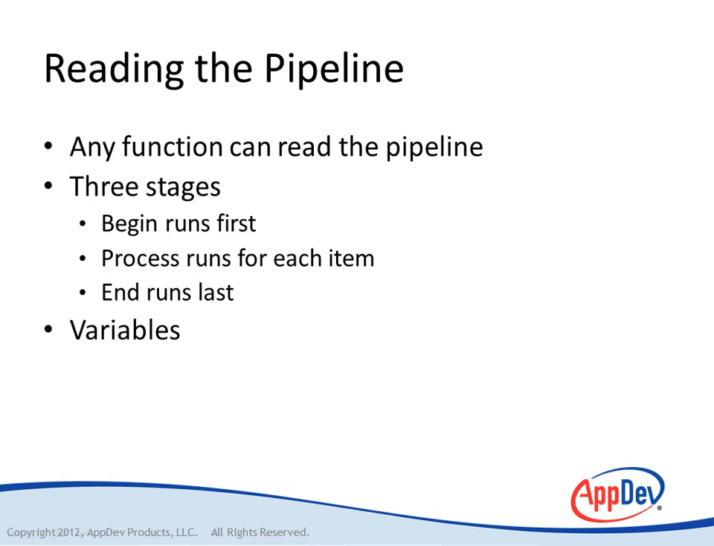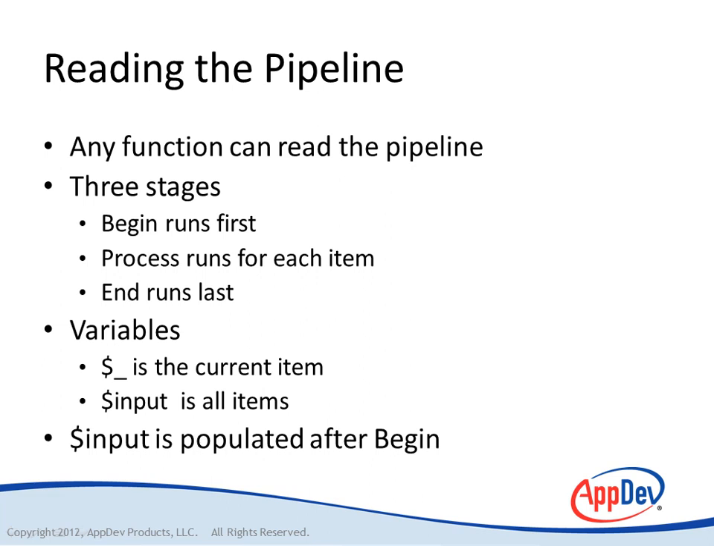There are actually 2 implicit variables or automatic variables that you get when you're doing pipeline operations. The first one is the current item, of course, and then there's another one which is input, and that represents all of the items. It's important to note that input is not populated until after begin has executed. All right, so let's write a function that can process some pipeline input.